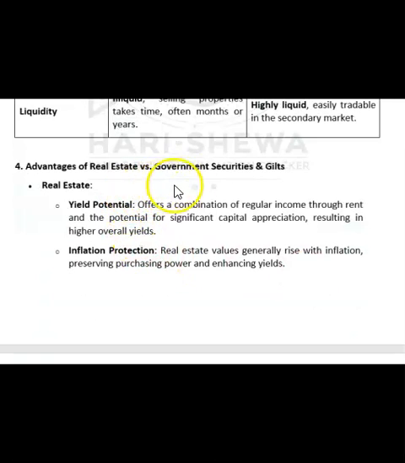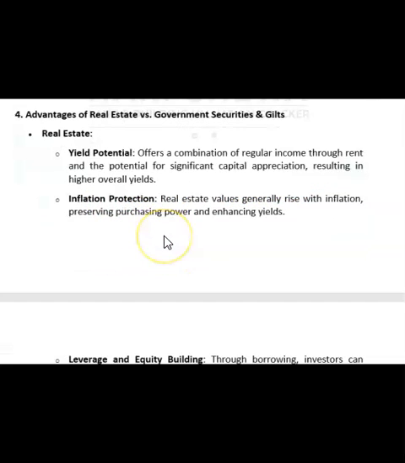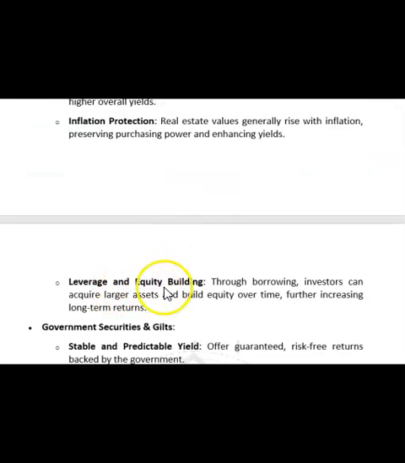एडवांटेज ऑफ रियल एस्टेट वर्सेस गवर्नमेंट सिक्योरिटी एंड गिल्ट्स। इसमें yield potential offer a combination of regular income through rent and the potential for significant capital appreciation resulting in a higher overall yield. Inflation protection, I already explained you. Leverage and equity building. Through borrowing, investor can acquire large asset and build equity over time. Further increase long-term returns. I will explain.